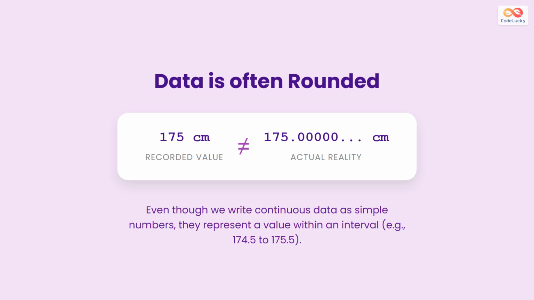It is important to remember that the data we write down is often rounded. A recorded value of 175 usually represents a true value somewhere between 174.5 and 175.5. The map is not the territory.